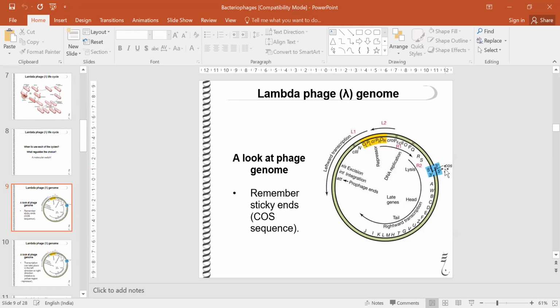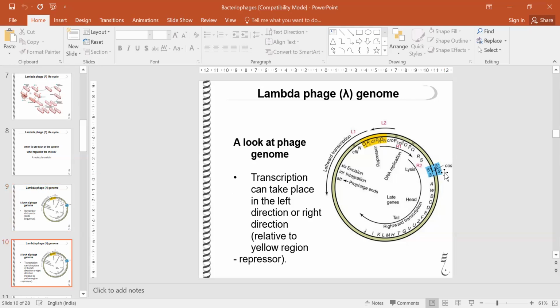You can see the blue part that is called the cos site, and the cos site is a sticky site present on the genome of the bacteriophage, and the ends are compatible. Once the phage DNA is released into the bacteria, this cos site is going to join because of the complementarity present in this region, and they do the transcription, which can take place in either the left direction or the right direction.